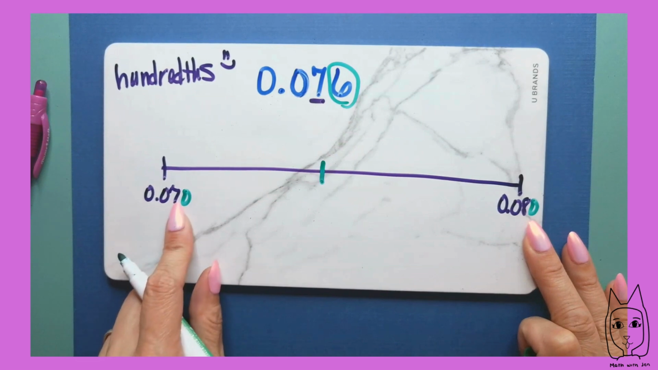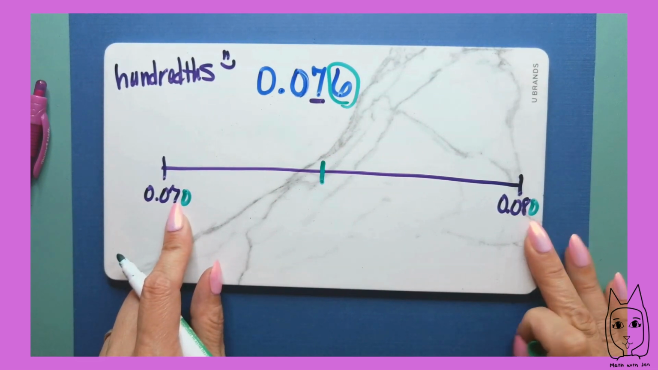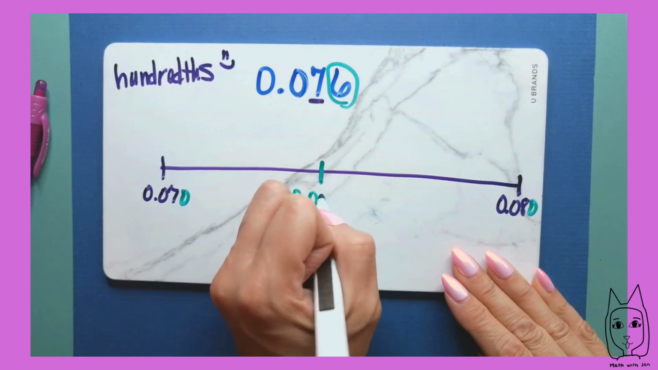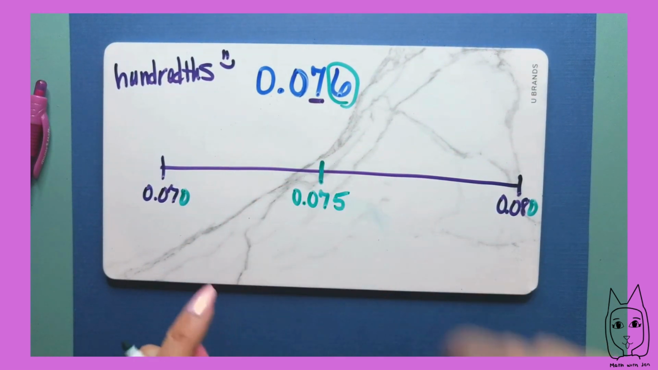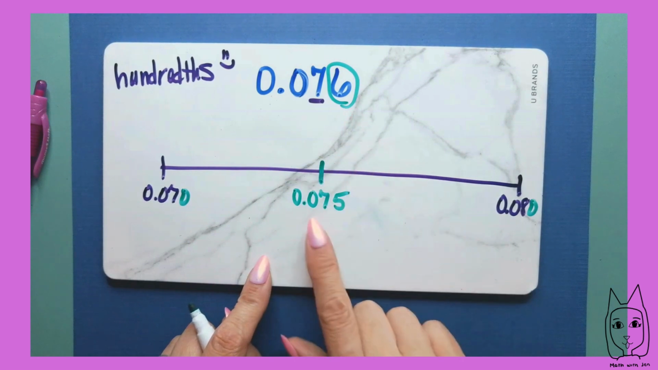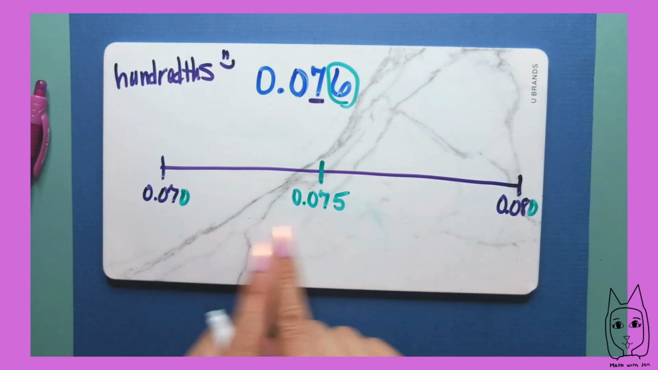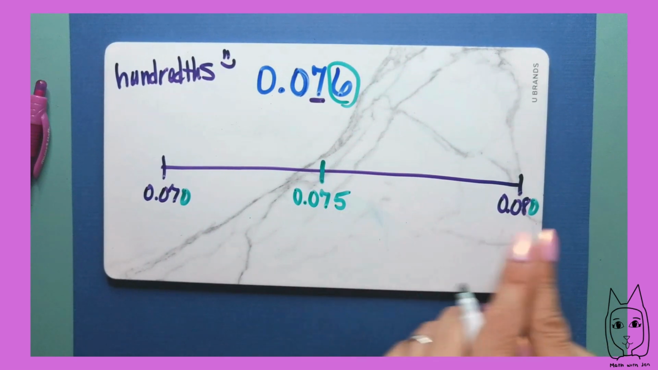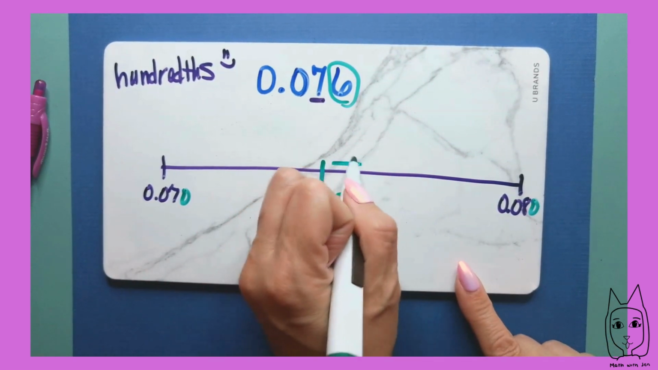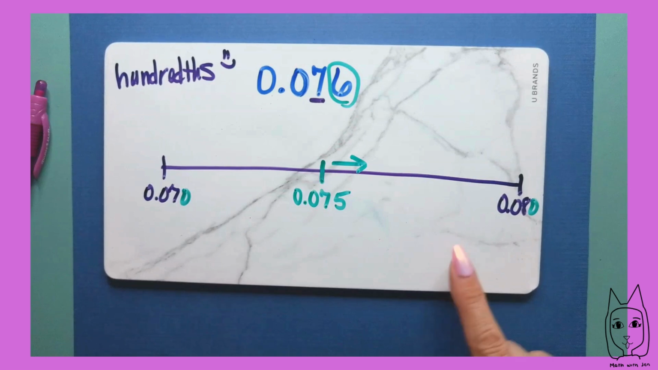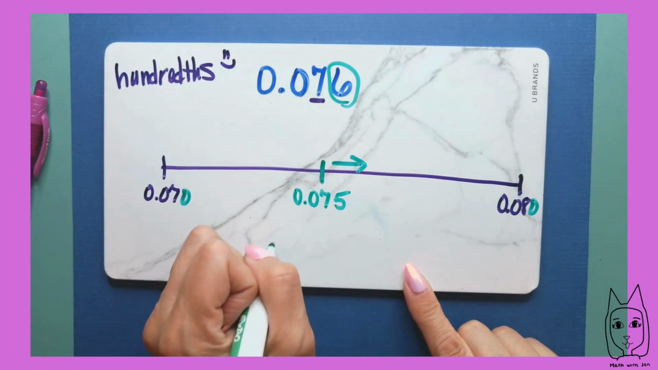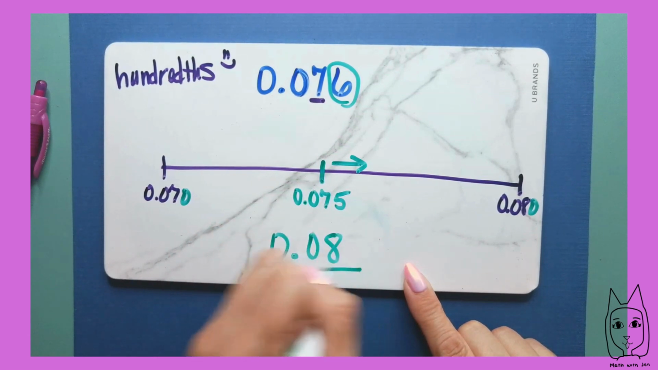So I have 70 thousandths and I have 80 thousandths. The halfway mark would be 75 thousandths. I'm going to look at this 76 thousandths. Which way is it going? Is it going towards the left of the midway mark or to the right? As it's going to the right, again, we're rounding up. So we're going to round this to the nearest hundredth. I would say it rounds to 8 hundredths.